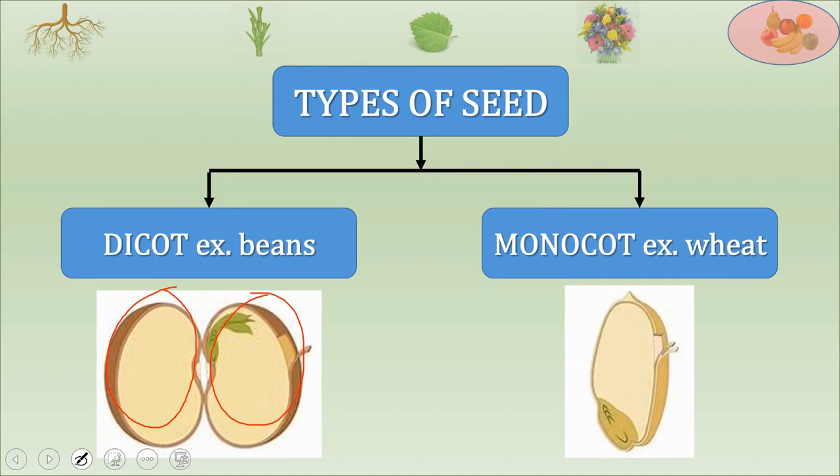And seeds which do not divide into two equal parts are called monocotyledonous seeds. They cannot divide. Okay, if you take one wheat in hand and soak it in water, try to break it. It cannot be divided into two parts. So wheat is an example of a monocotyledonous seed.